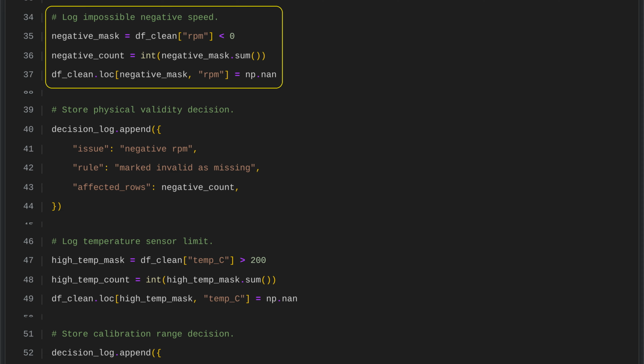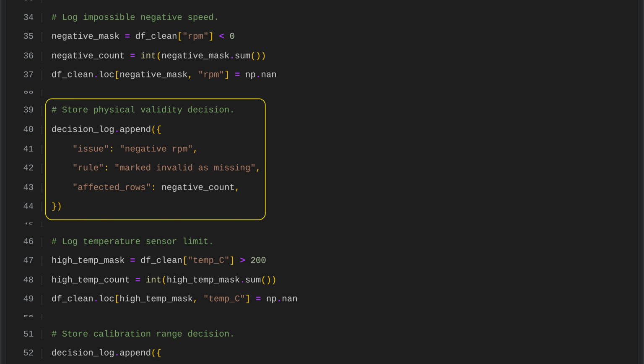Negative values in the RPM column are identified because they are not physically valid in this context. The affected entries are counted. Then those invalid readings are replaced with missing values. This marks the data properly for later analysis or correction.